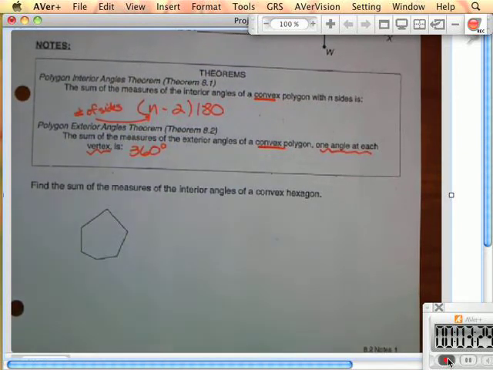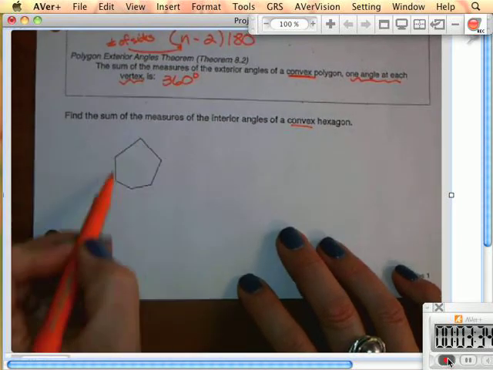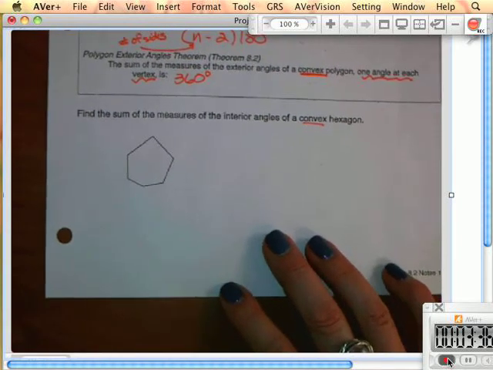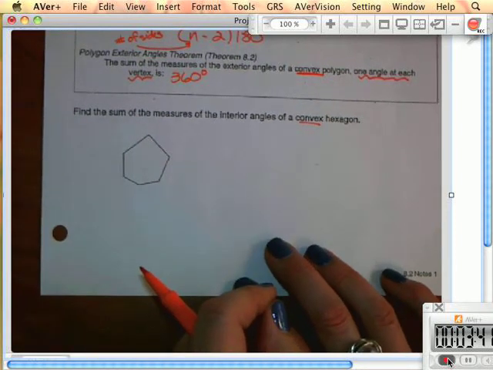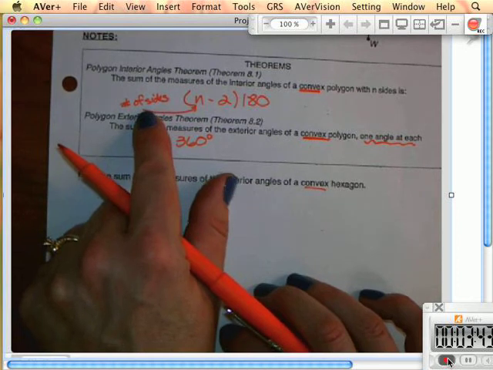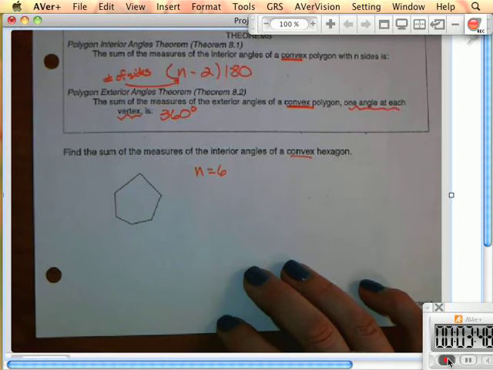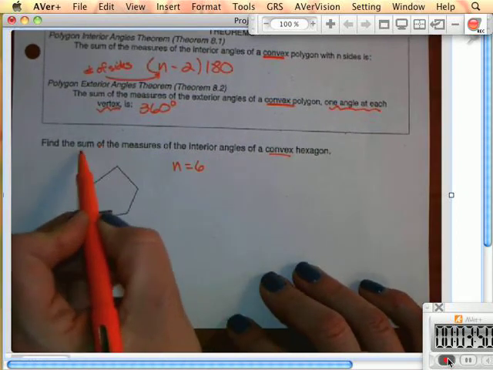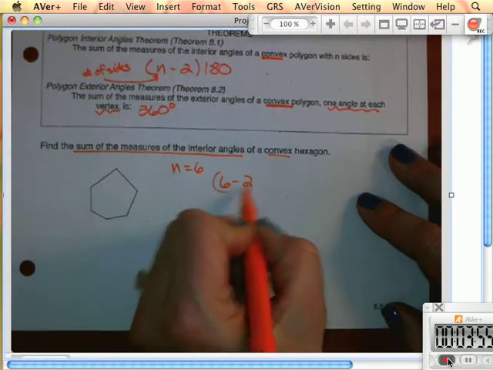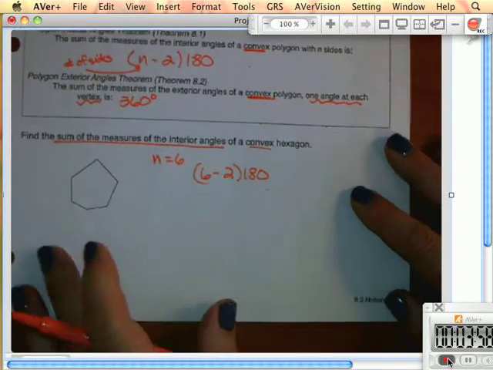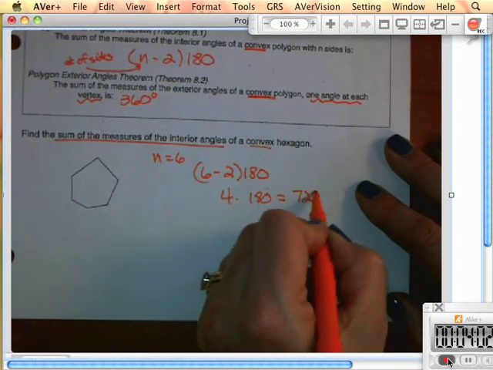All right, find the sum of the measures of the interior angles of a convex hexagon. Is this a convex hexagon? Yes, it is. You have options here. What would n be if we used our little formula? N represents what? So n would be 6. I could use my formula because I want to know the sum of the measures of the interior angles. So I'm going to say 6 minus 2 times 180. 4 times 180 is 720 degrees.